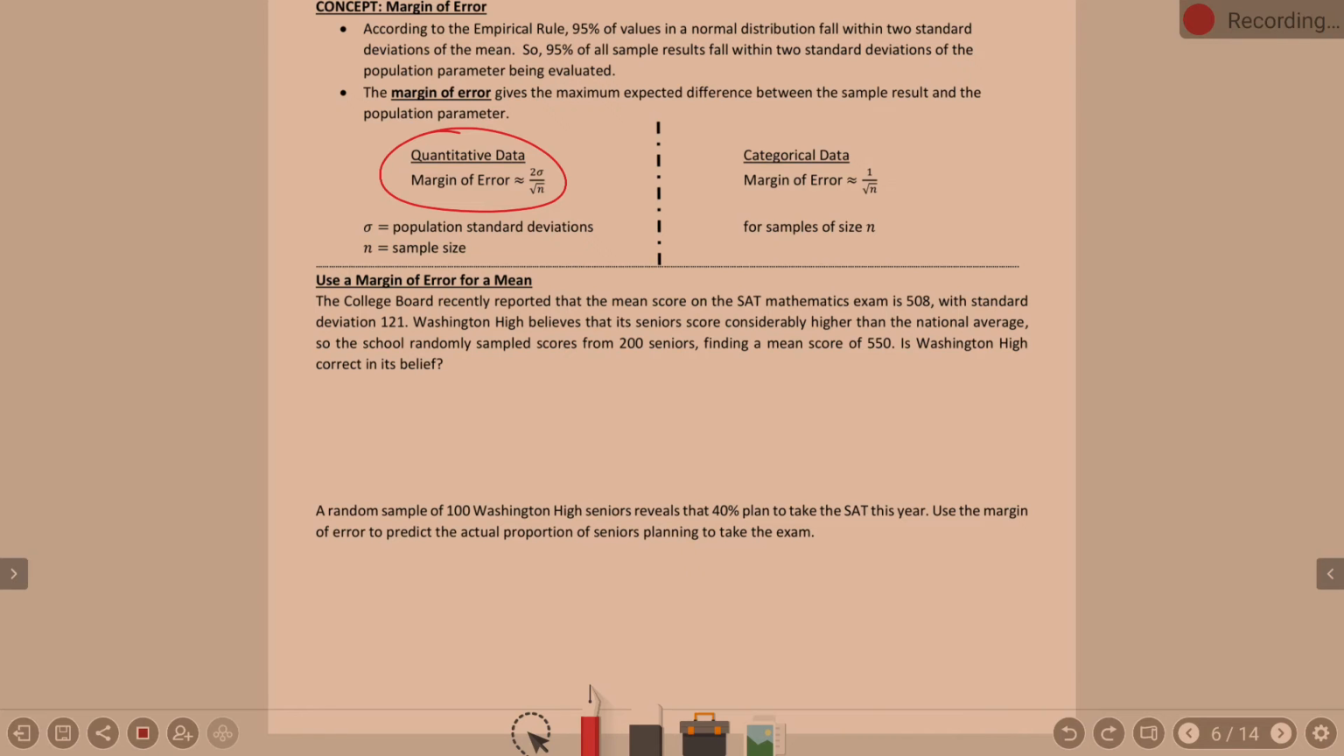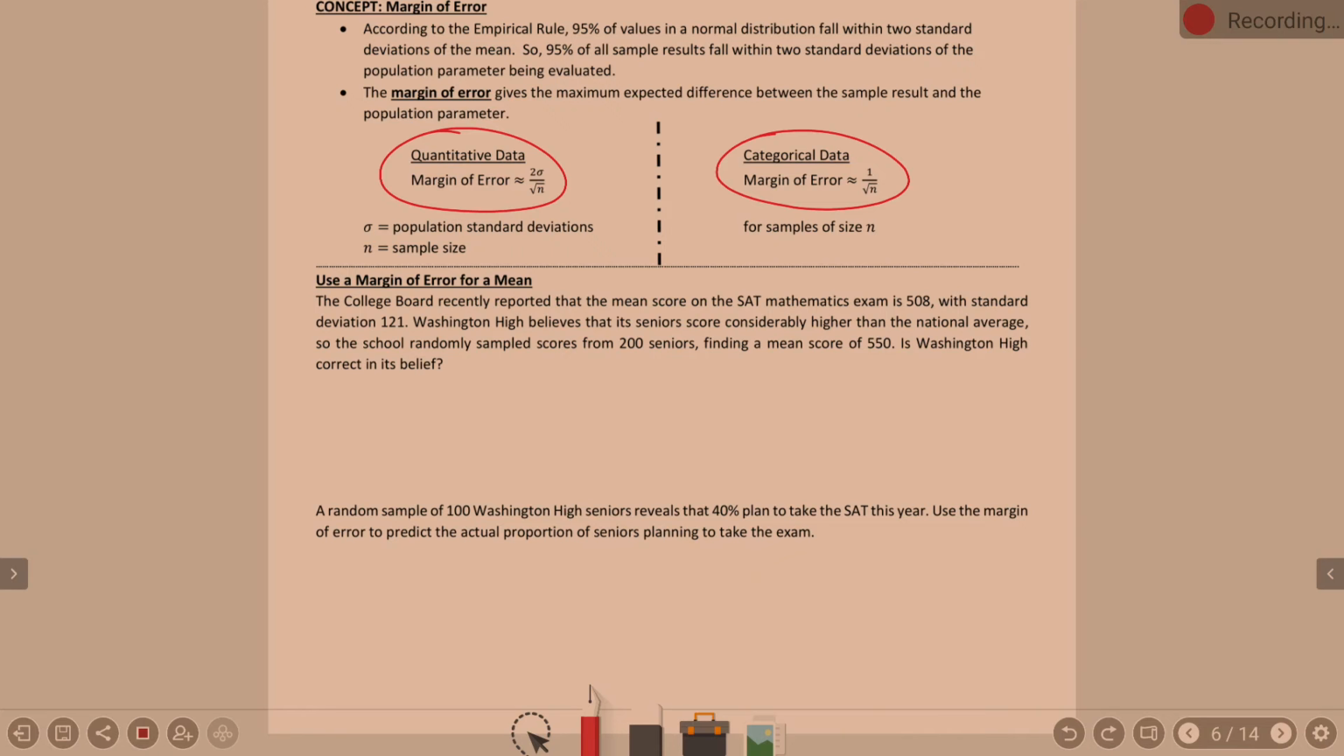You remember using sigma earlier this chapter? Sigma stood for standard deviation, right? Sigma was your population standard deviation. n is the sample size. How big is that sample? And then if your data is more categorical, so breaking something up into categories, then our margin of error is going to be 1 over the square root of n, where n is, again, the sample size. Okay.